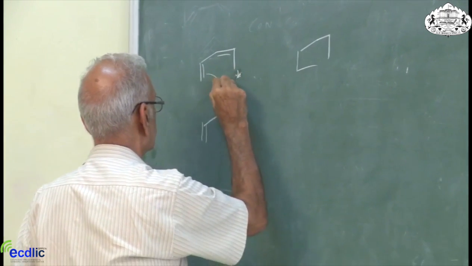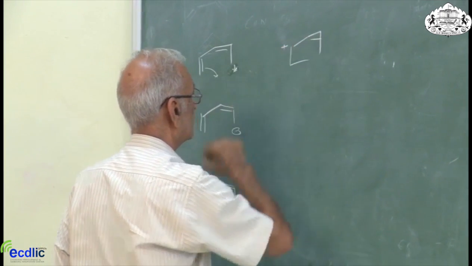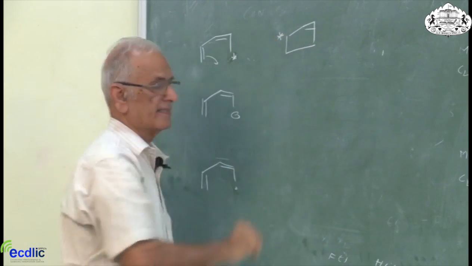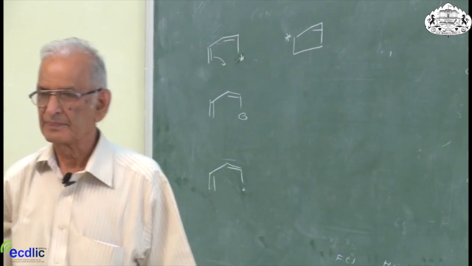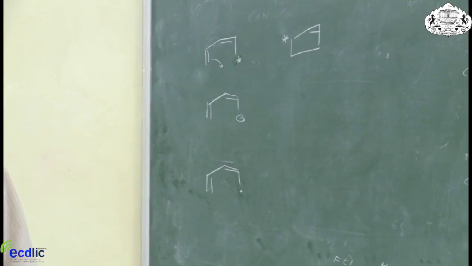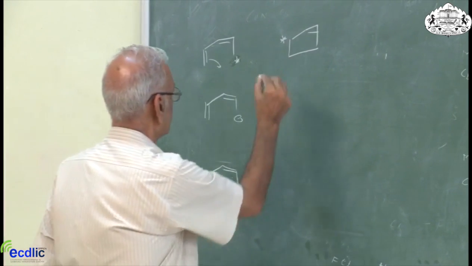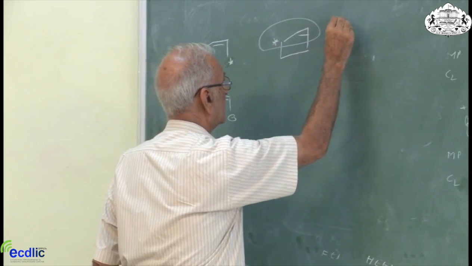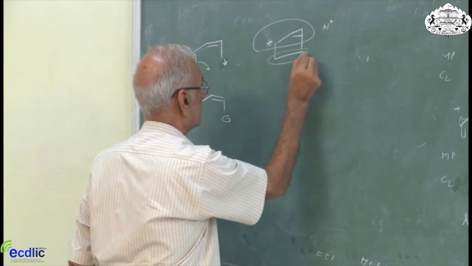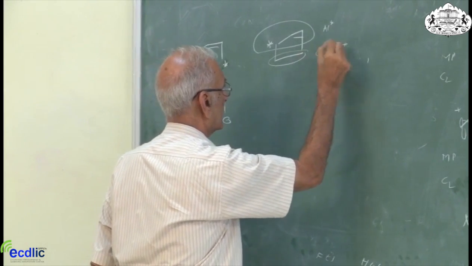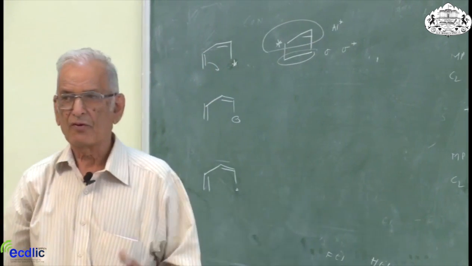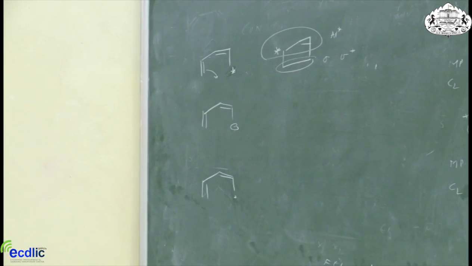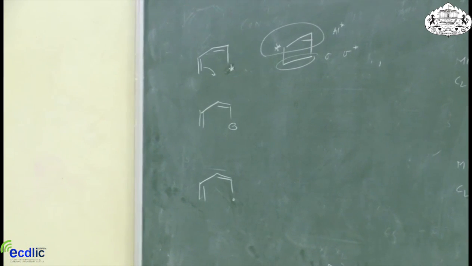Pentadienyl system goes to cyclopentenyl system. What will be the orbitals of this system? This is your allyl system: sigma, sigma star. So, your orbitals will be sigma, x1, x2, x3, sigma star.